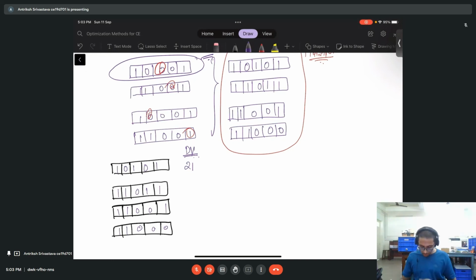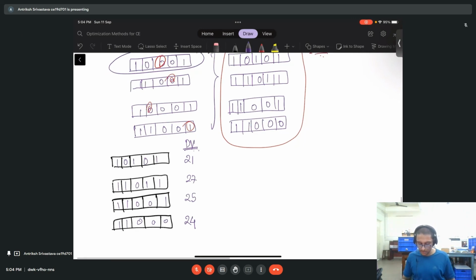And what about this one? This will be 17 plus 8, 25 plus 2, 27. If I'm doing wrong, then you can tell me. And this will be 25, I think. And this will be what? This will be 16 plus 8. Is it 24? Is this right, Mr. Pankaj? Yes, sir, it's correct. Okay, right.